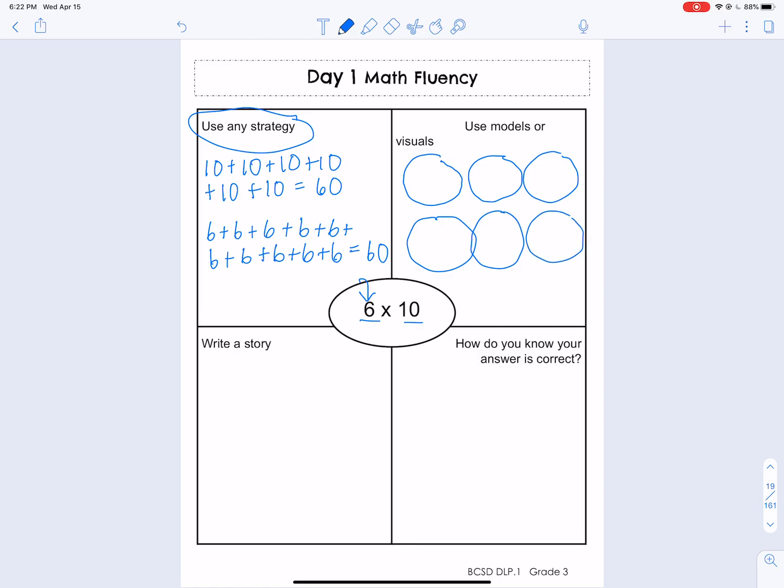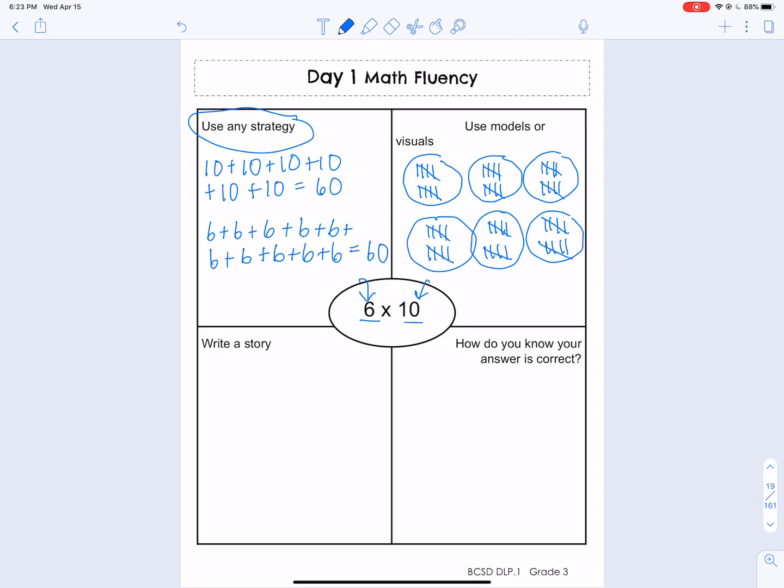So there we go. I'm going to use 6 groups, and then inside each group I'm going to put 10 tally marks. I use tally marks so that it's easy to count. 1, 2, 3, 4, 5, 6, 7, 8, 9, 10. Just like that. See how fast I can do it? Okay, and now I've just demonstrated 6 times 10 using a very visual strategy.